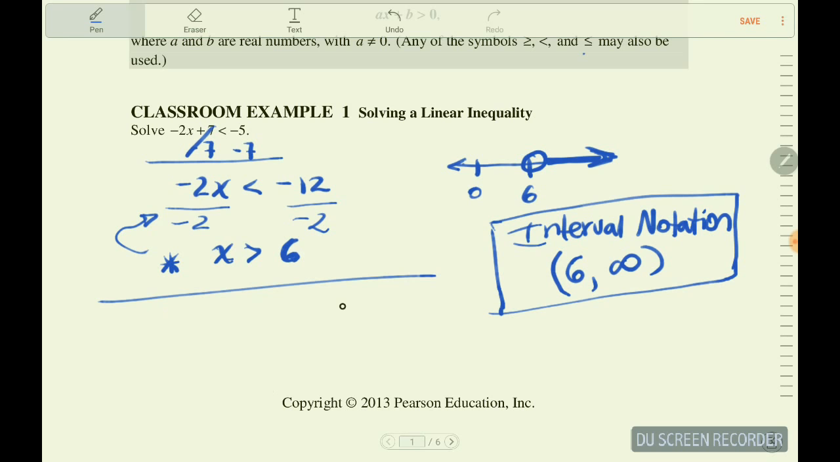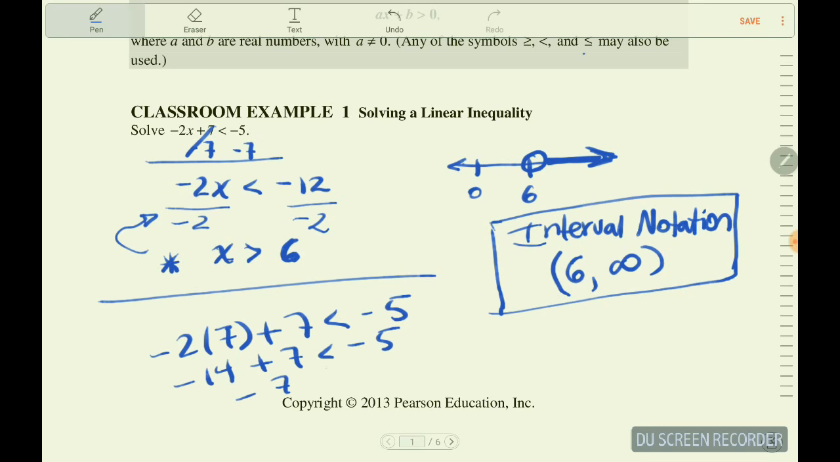Now I'm going to test one that's greater than 6. So if I have -2 times x plus 7 is less than -5, and I plug in, say, 7, which is greater than 6, and simplify, now I have a statement that is true. Okay, so that's a good sign.